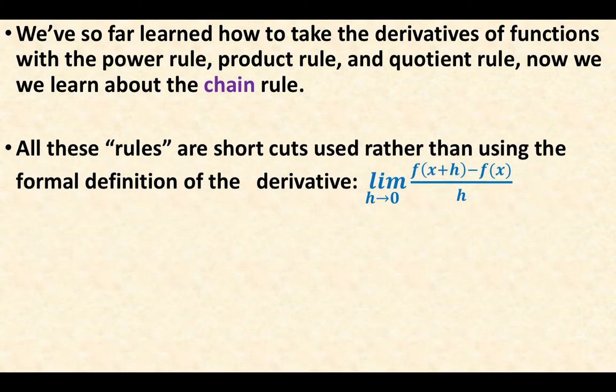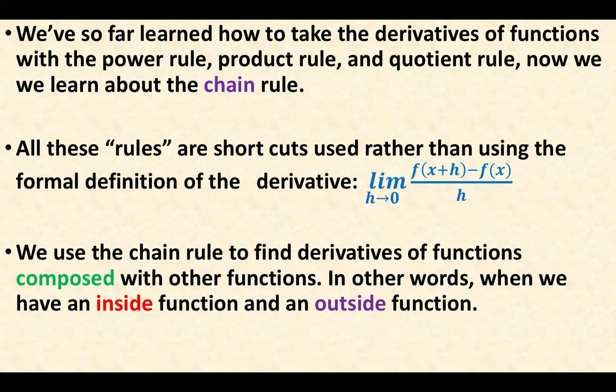All these rules are actually just shortcuts, used rather than the formal definition of the derivative, the limit as h approaches 0 of f of x plus h minus f of x all over h. Or the other way that we've used, which is the limit as x approaches a of f of x minus f of a all over x minus a. When you would do those long calculations, take the limit, cancel out some terms, and find the derivative. So these again are just a reminder, they're all shortcuts rather than using the formal definition of the limit. The formal definition of the limit is something that we should know how to use.